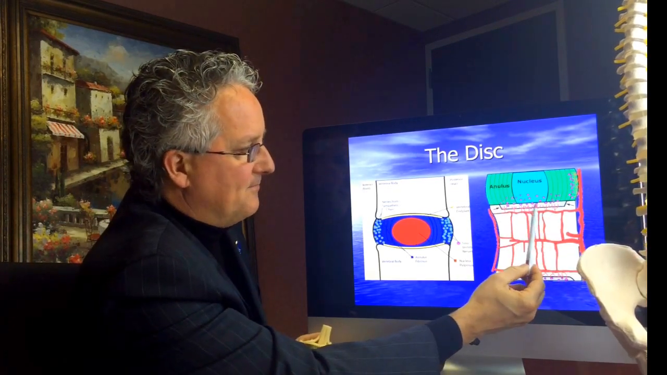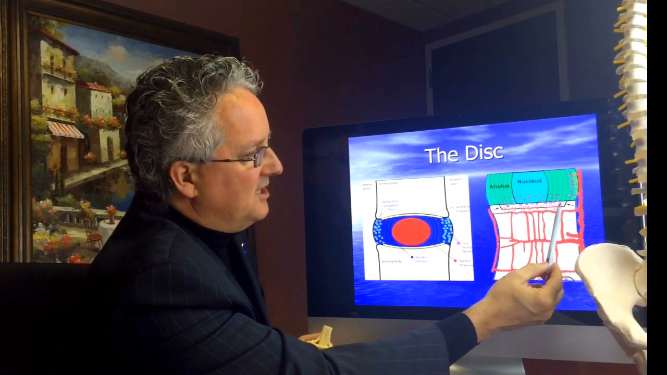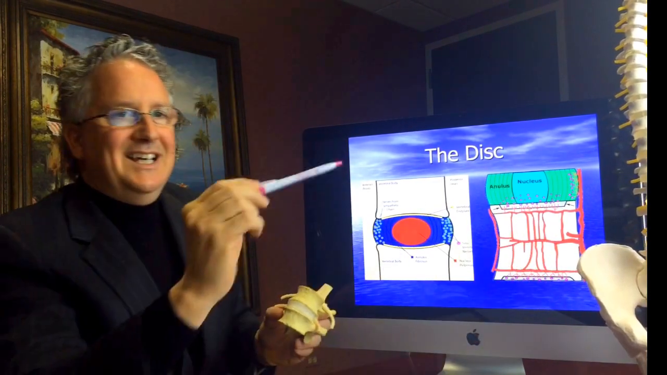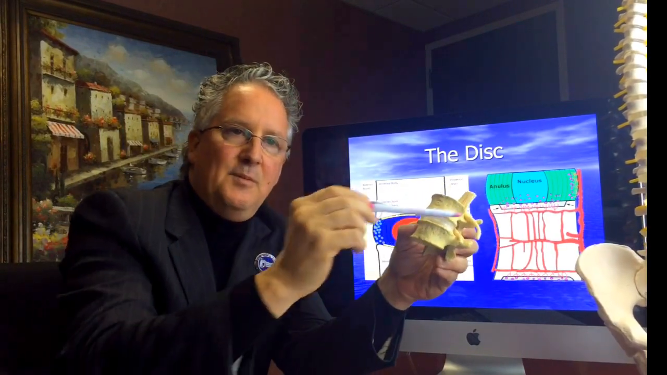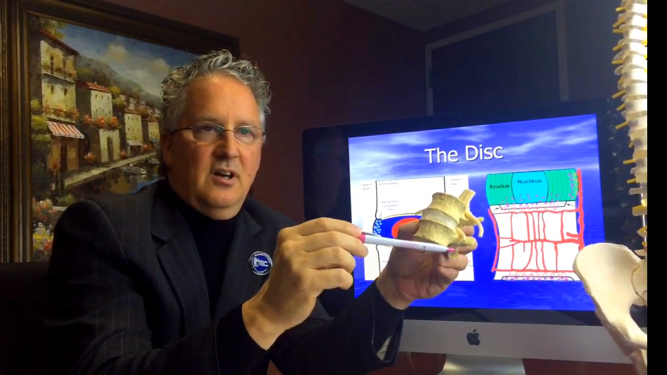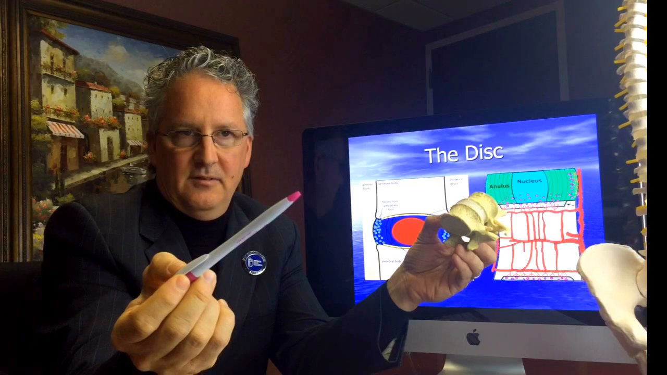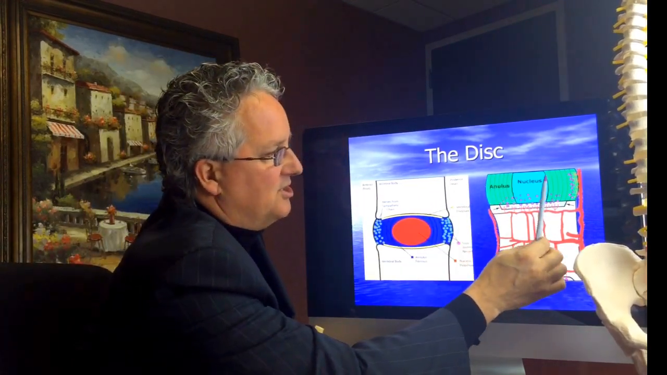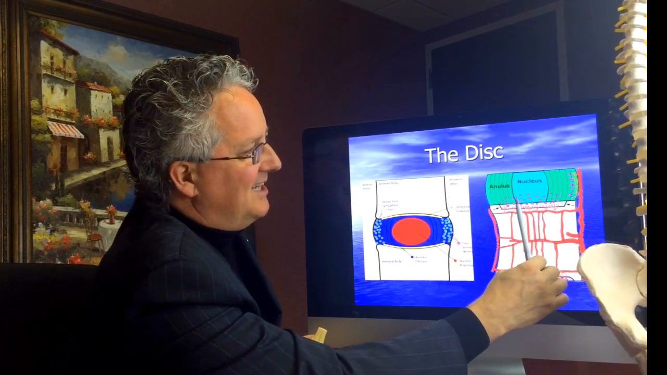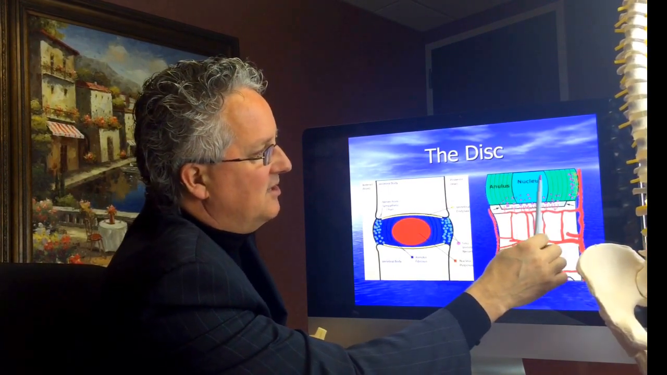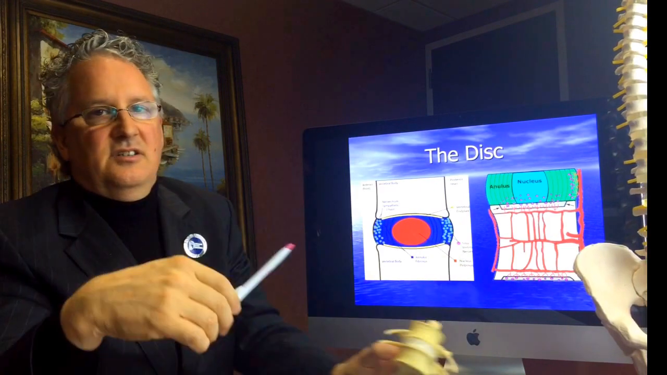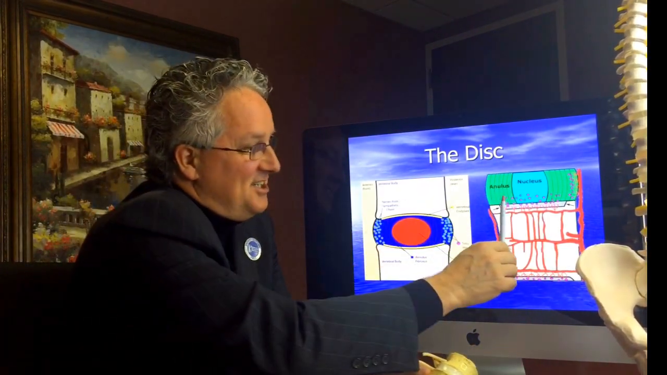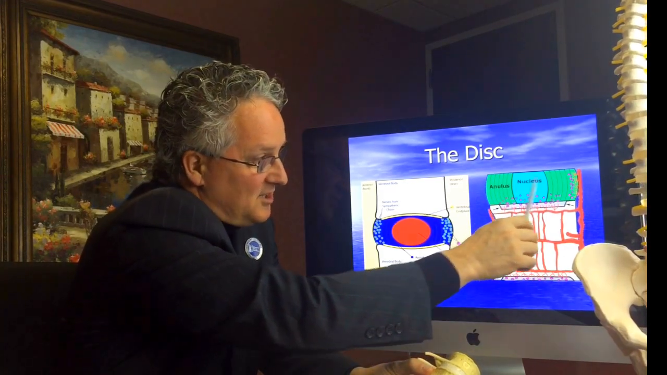What can happen over time is you can get a decrease of flow across the end plate. And when you get a decrease of flow across the end plate as a result of abnormal motion very often, wear and tear, as you decrease the flow, the nucleus starts to dry out. And it's the drying out process of the nucleus that causes the disc to degenerate. It's not easy to say. The disc degenerates because it's losing its fluid.